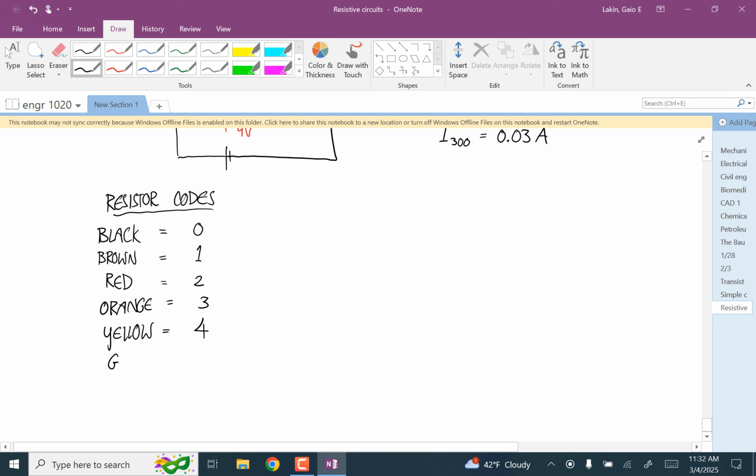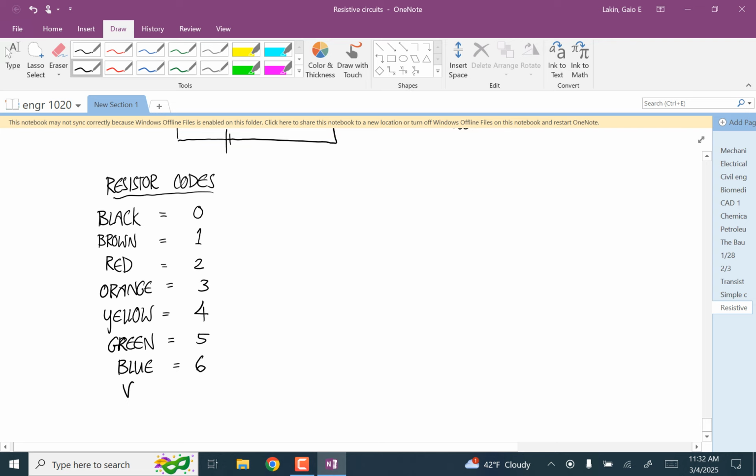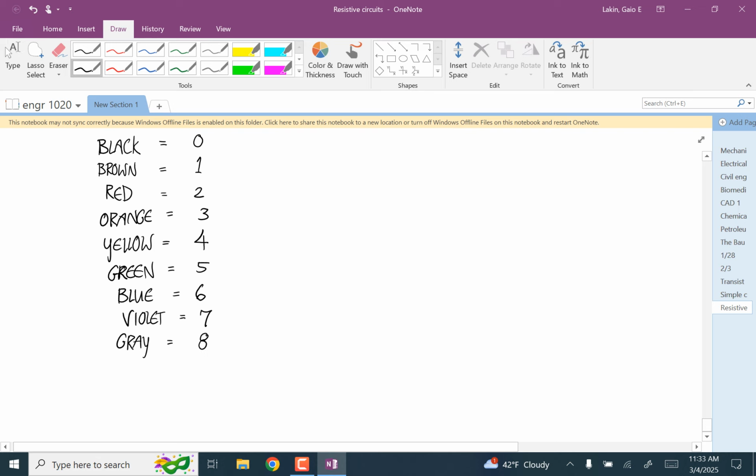Yellow is 4. Green is 5. Blue is 6. Violet is 7. Gray is 8. White is 9.